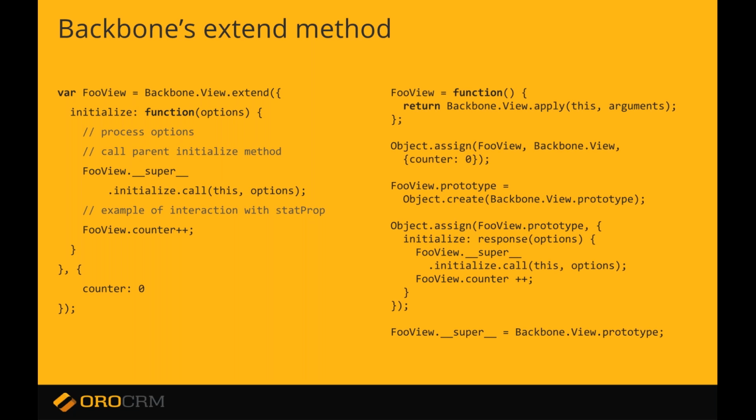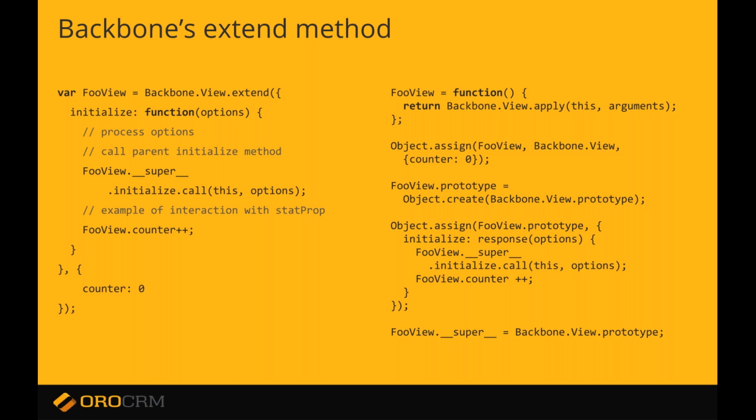First, the Backbone extend method will create a new constructor because we did not specify a custom constructor. This new constructor will do nothing except invoke the parent constructor. So it will call Backbone.View and pass all arguments that we pass into FooView and apply it to the current context.